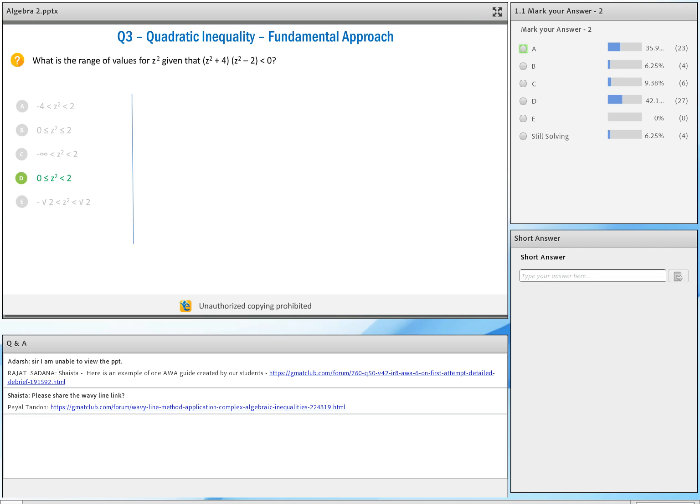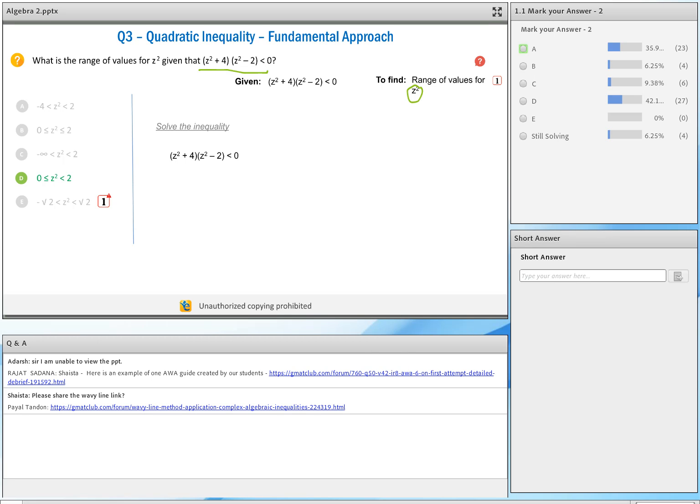So basically what you have is z square plus 4 and you have z square minus 2, right? So here, in order to simplify this question, I observe these two numbers, the product of which is less than 0. Now what I need to find out is the range of z square. So that's the first thing I have to keep in mind, that it's z square that I need to find the range for. This is the inequality that I need to solve.